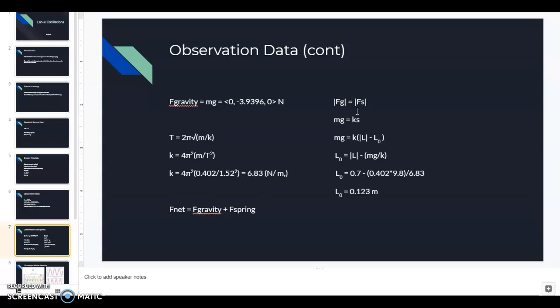The spring constant and the length of the spring stretched was used to find the length of the spring at rest using the following reorganized formula, and the length of the spring at rest was 0.123 meters.